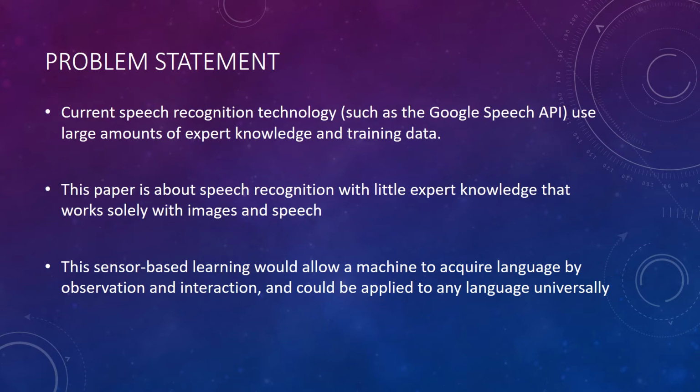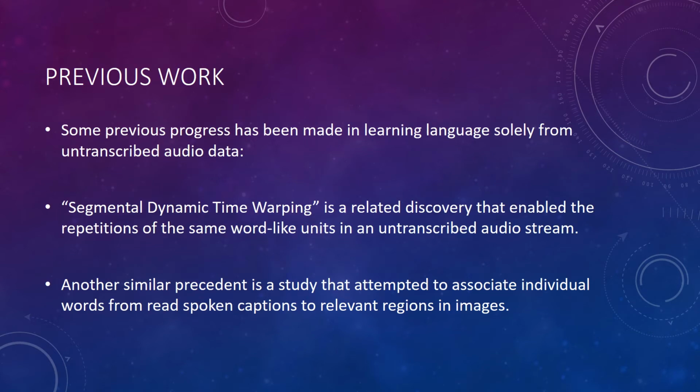The problem statement in the paper is that current speech recognition technology, such as Google Speech API, uses a large amount of expert knowledge and training data. This research was about speech recognition with little expert knowledge that works solely with images and speech. The sensor-based learning would allow a machine to acquire language by observation and interaction and could be applied to any language universally, probably in the future. This one was just with the English language.